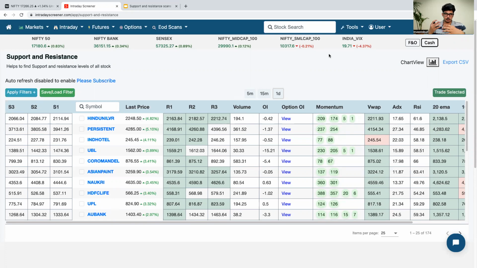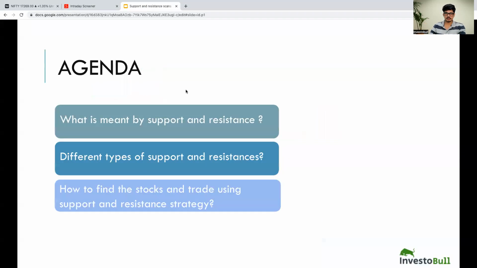I hope you guys are able to view my screen, and this is the interface of support and resistance scans. Firstly, we need to understand the theoretical concept of what is support and resistance and how to make use of it. So, let's get into the presentation and know the concept.